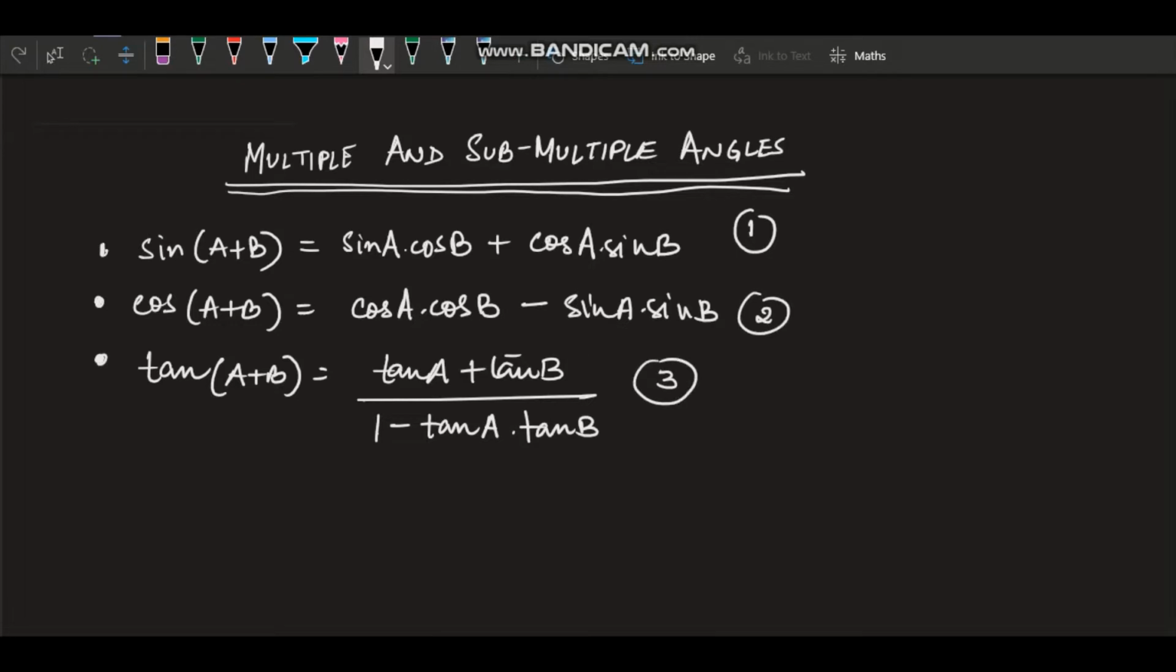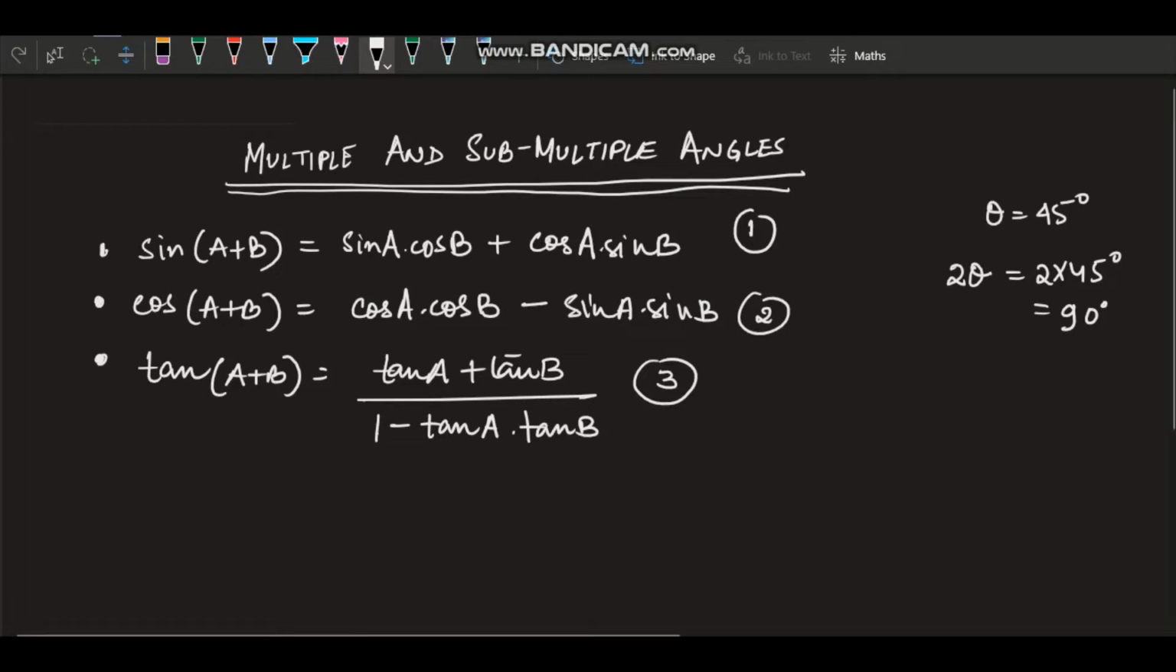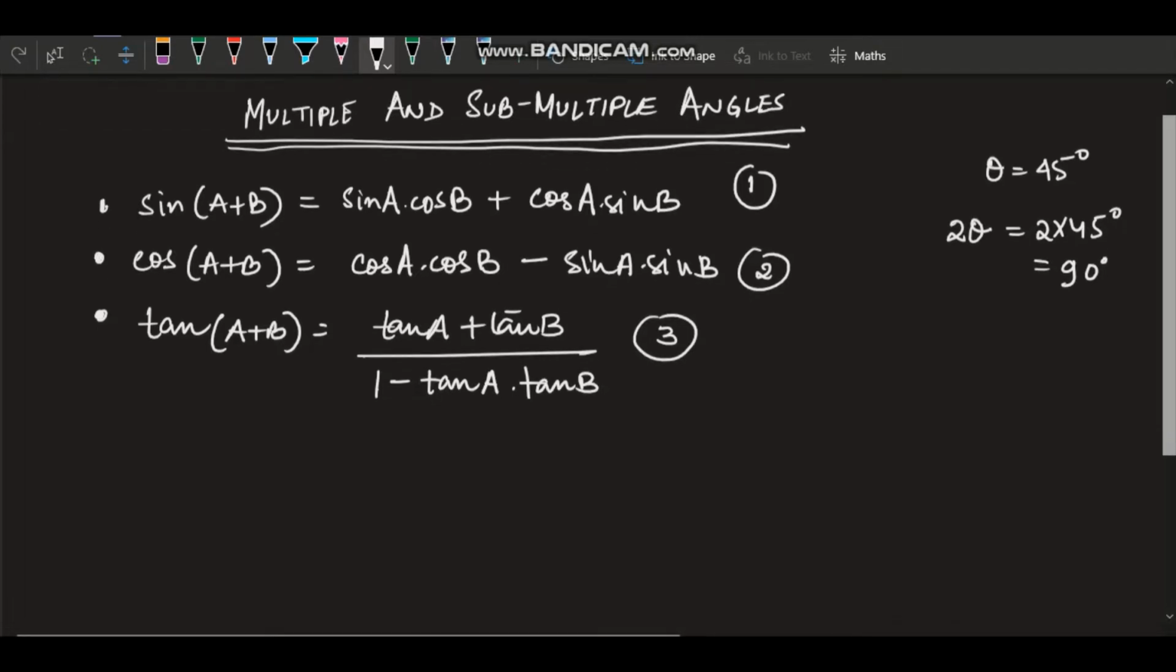Now what do we mean by multiple angles? Multiple angles mean a multiple of a specific angle. Suppose I write theta equals 45 degrees. A multiple of theta is going to be, say, 2 theta, which is definitely twice 45 degrees, which is equal to 90 degrees. So let us derive the formula for multiple angles first.